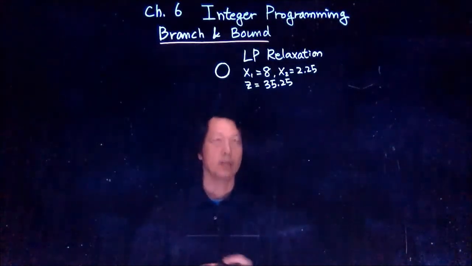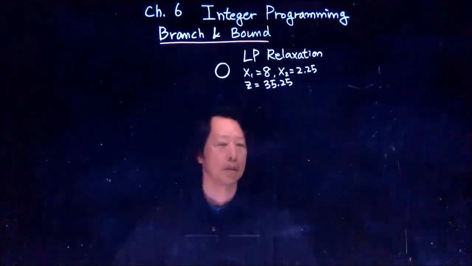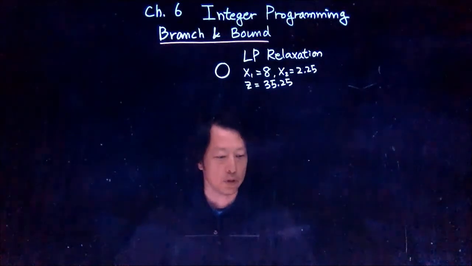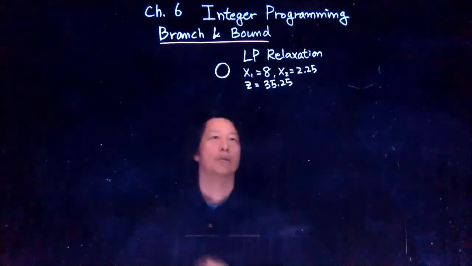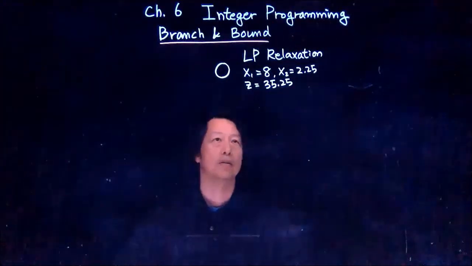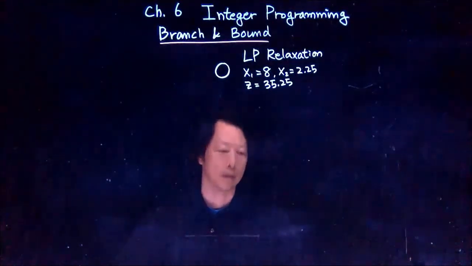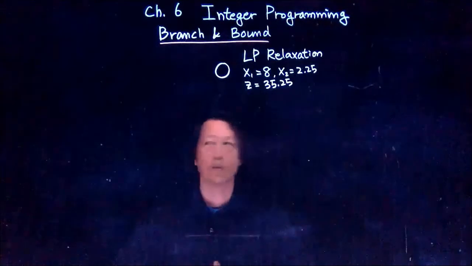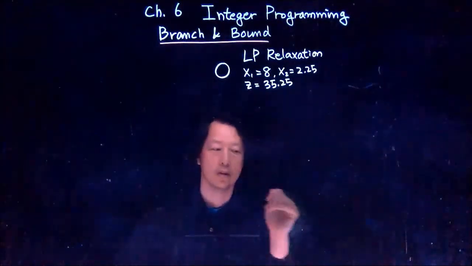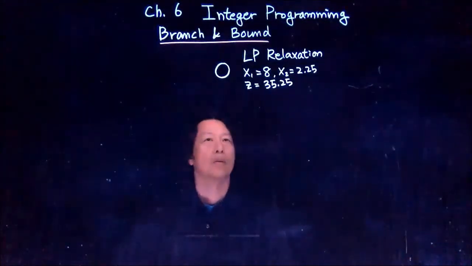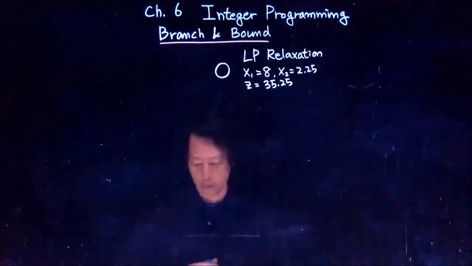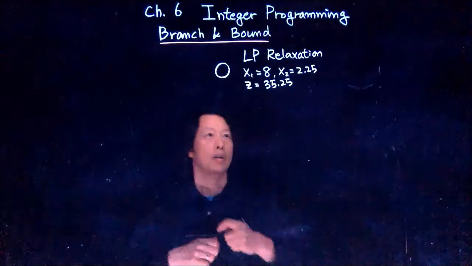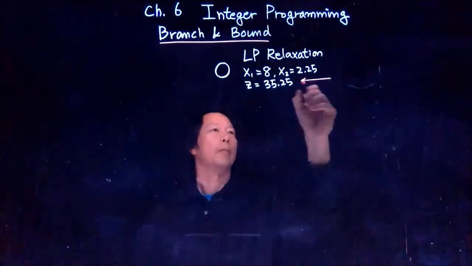What we can know here is that our original integer programming solution will have a worse objective function than this z, 35.25. So this is the upper bound, because we got rid of the integer constraint. Our original IP will be worse than this one. So this becomes our upper bound.